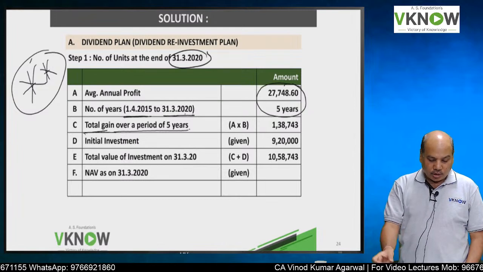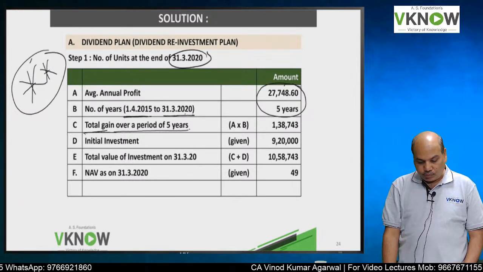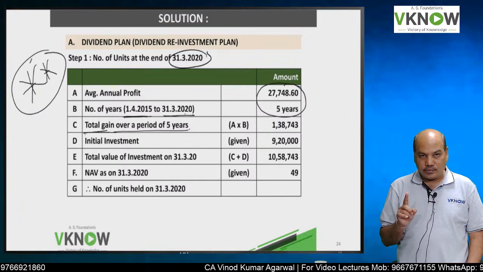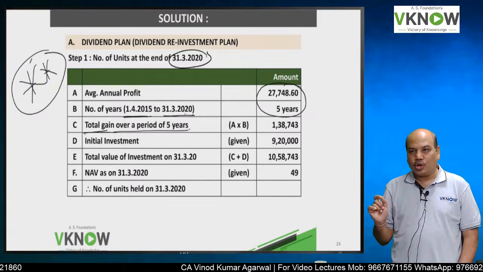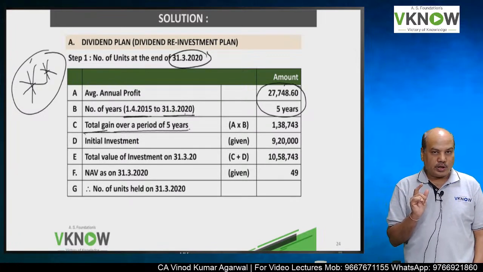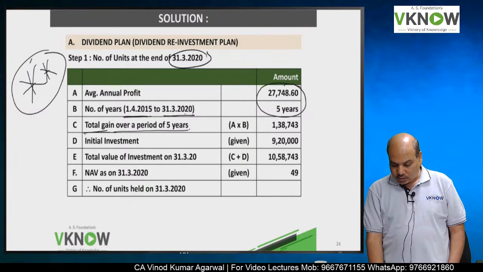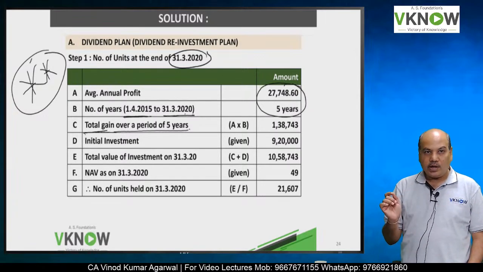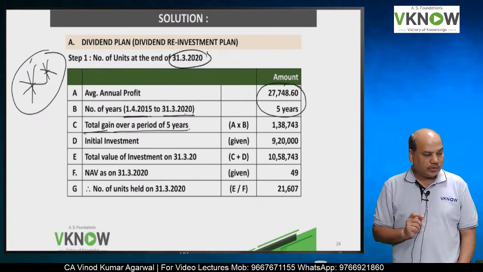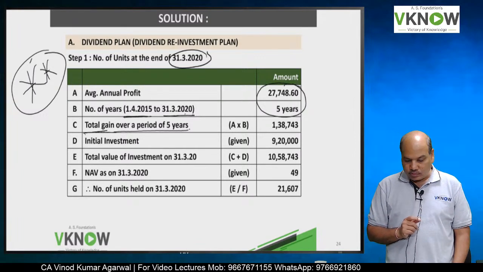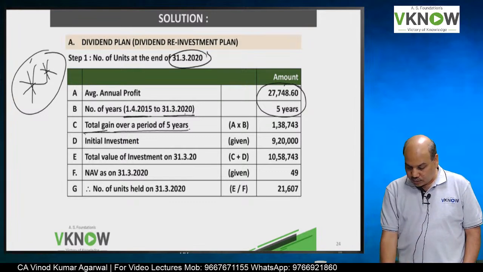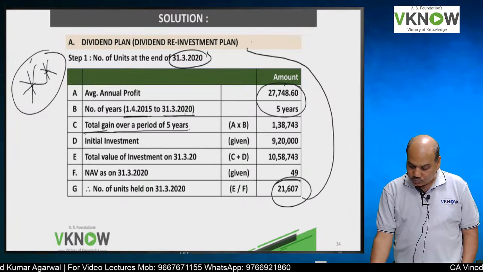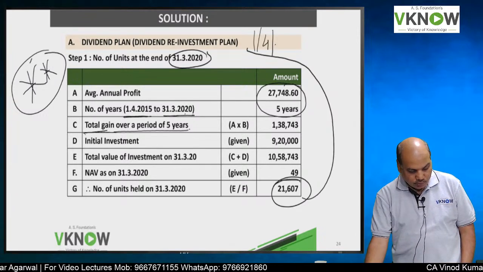Now NAV on 31st March 2020. Look at the dividend plan column. The NAV is 49 in the last line. So can I calculate the number of units on 31st March 2020? The answer is yes. The number of units on 31st March 2020 will be E divided by F, 21607. Right?